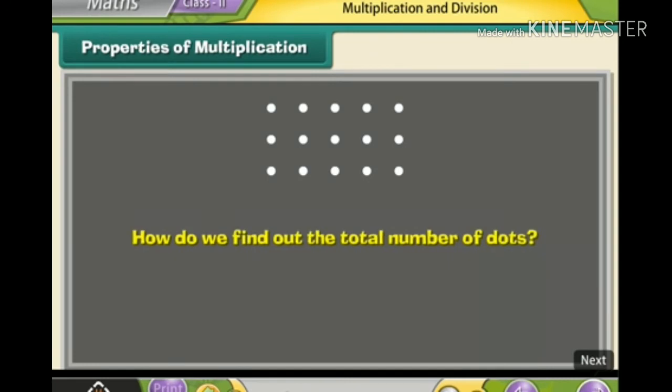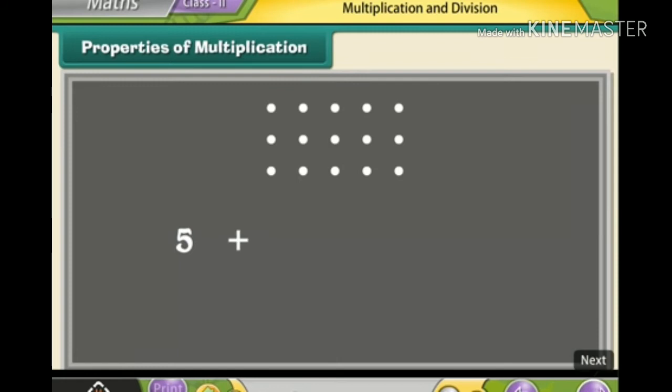Properties of multiplication. Now let us learn some properties of multiplication. Look at these dots. There are 3 rows of them. In each row, there are 5 dots. How do we find out the total number of dots? We add 5 three times. In other words, we calculate 3 times 5. We can write it as 3 multiplied by 5, which is equal to 15.